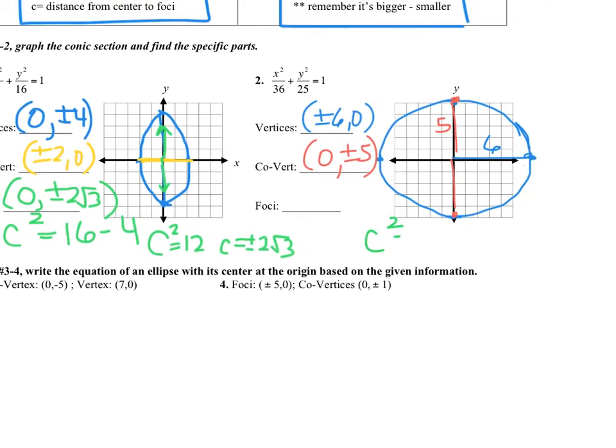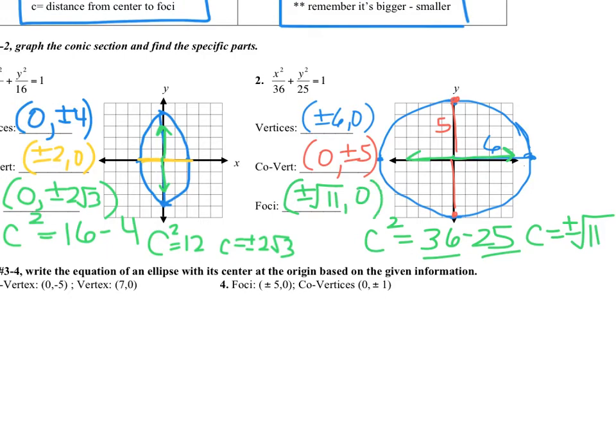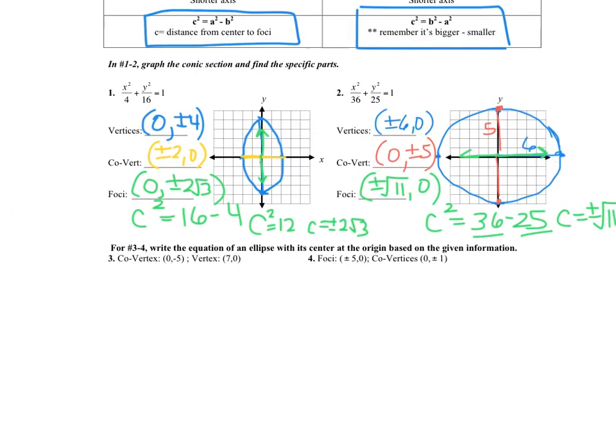Foci would be c squared equals 36 minus 25. It's always the big number minus the small number. So c would equal plus or minus the square root of 11, since 36 minus 25 is 11. Okay, that means from the center, I would go on the longer axis, a distance of plus and minus square root 11. And those will be your foci. All right, so now those were given the equations, find all the stuff.